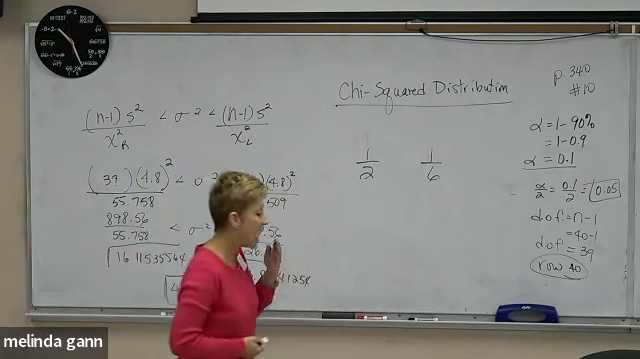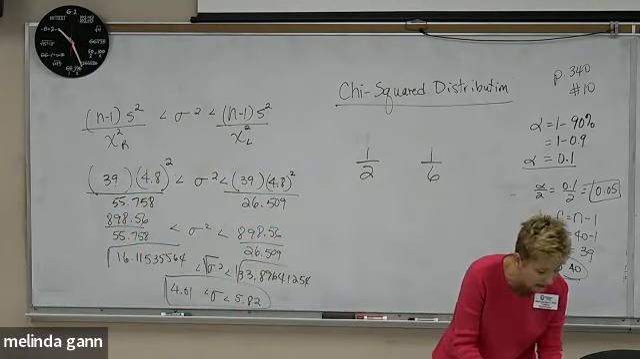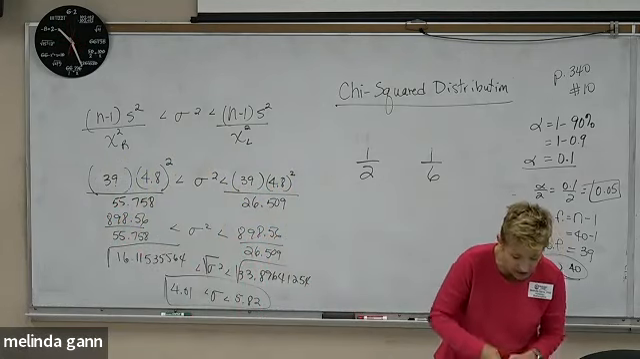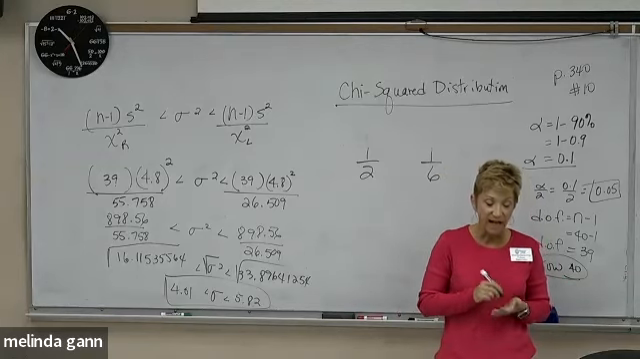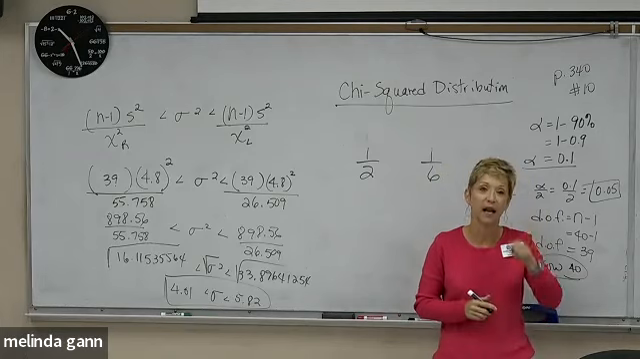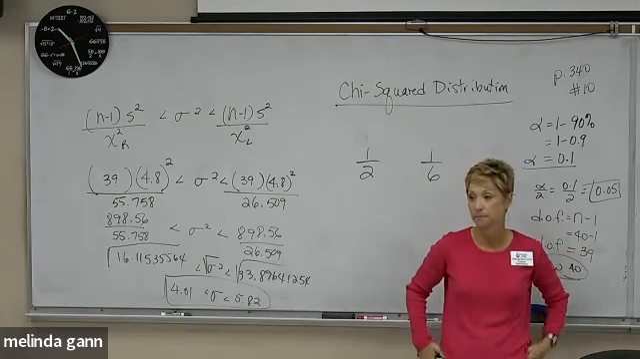All right. They also show you in your book a couple things about this chi-squared curve. If you look on page 333, isn't the degree of freedom one less than the sample size?